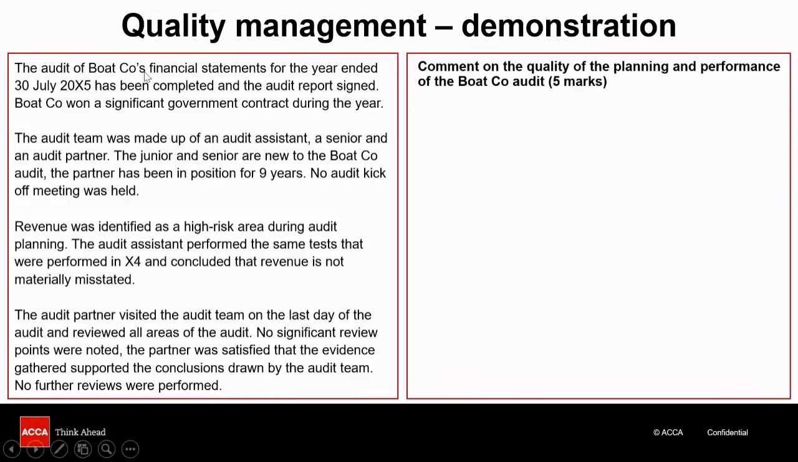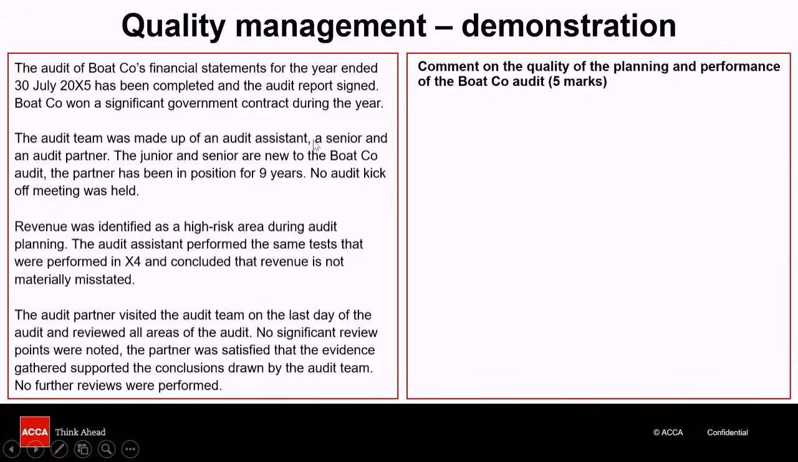So the audit of boat company's financial statements for the year ended 30th of July X5 has been completed and the audit report's been signed. So we're right at the end of the audit. And during the year, they won a significant government contract. The audit team was an assistant, that's the most junior auditor, a senior, normally someone who's qualified or almost qualified. The audit assistant could be someone who's on their first day.